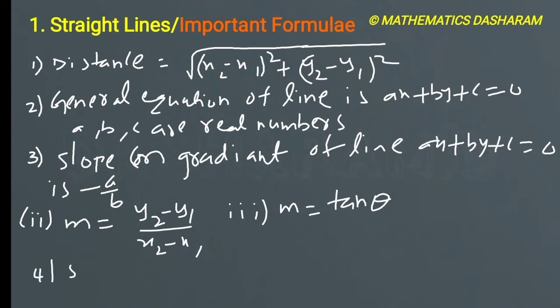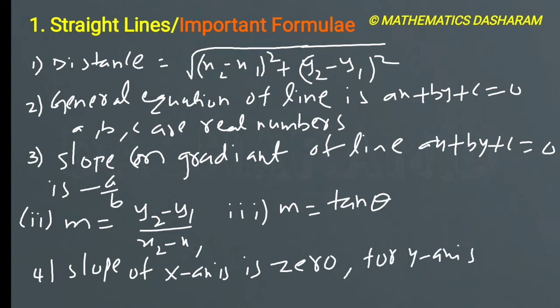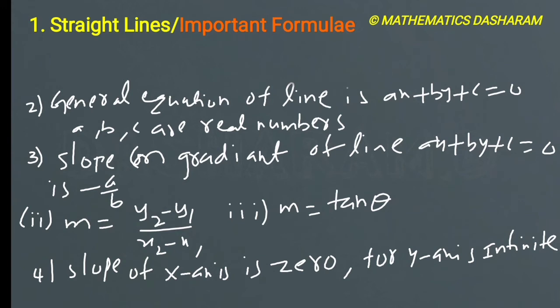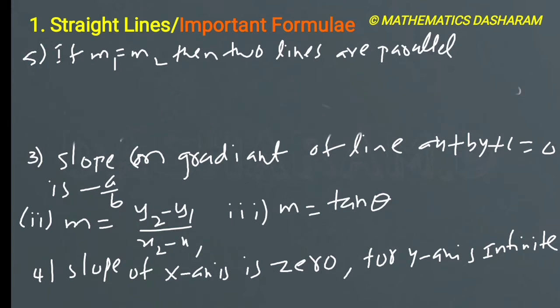Next, the slope of the x-axis is 0 and the slope of the y-axis is infinite. Next, the fifth formula: for example, we take two lines. The first line slope is m1, the second line slope is m2. If the two slopes are equal, then the two lines are parallel. Next, the sixth point: if the first line slope m1 and the second line slope m2 have product equal to minus 1, then the two lines are perpendicular to each other.